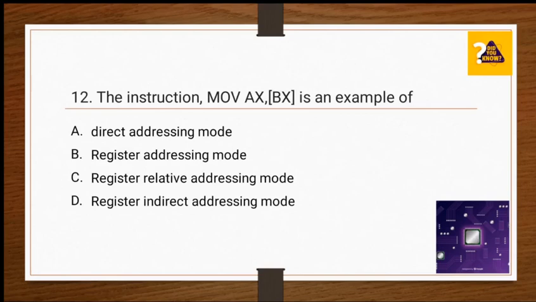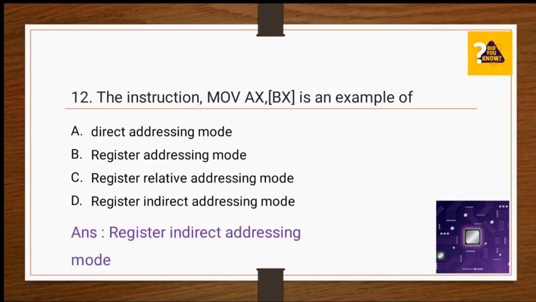The next one: the instruction MOV AX, [BX] is an example of. The options are option A, direct addressing mode; option B, register addressing mode; option C, register relative addressing mode; option D, register indirect addressing mode. So the answer is register indirect addressing mode. So MOV AX, [BX] is an example of register indirect addressing mode.